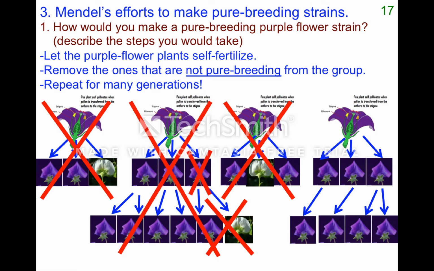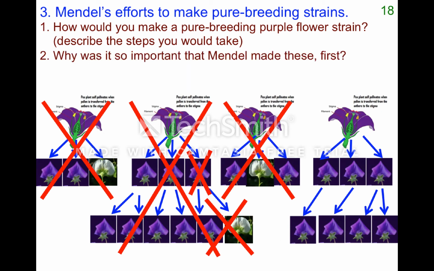And in fact, let's just cut this entire group out entirely, because we just don't know where that white allele or where that impurity comes from, right? So if you do this for many, many generations until you have a group that finally never produces white flowered plants, then you're pretty sure that you have a pure breeding plant, okay?